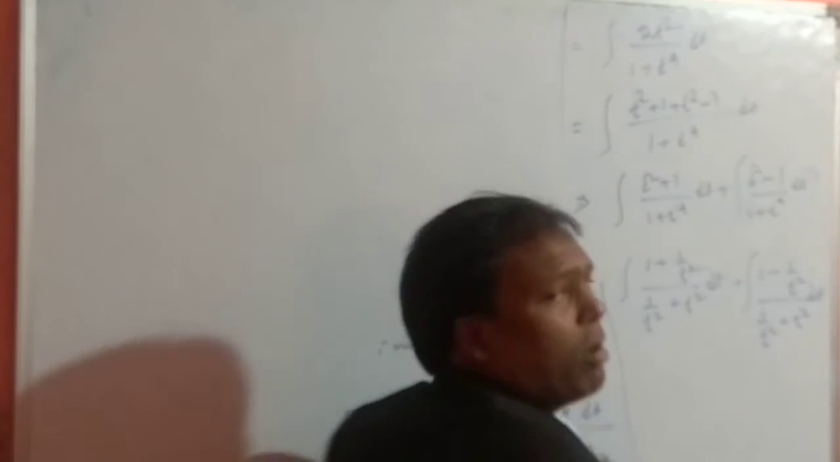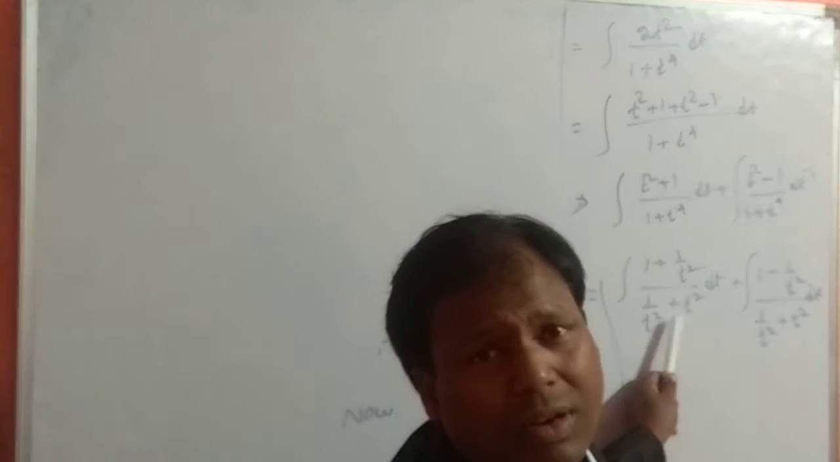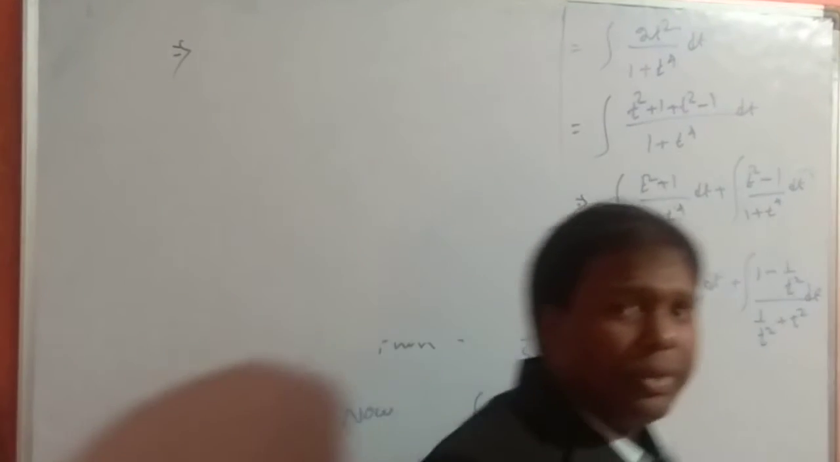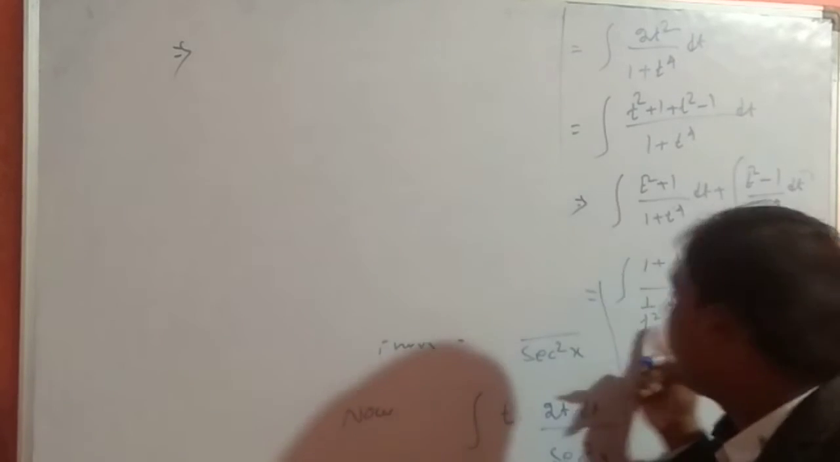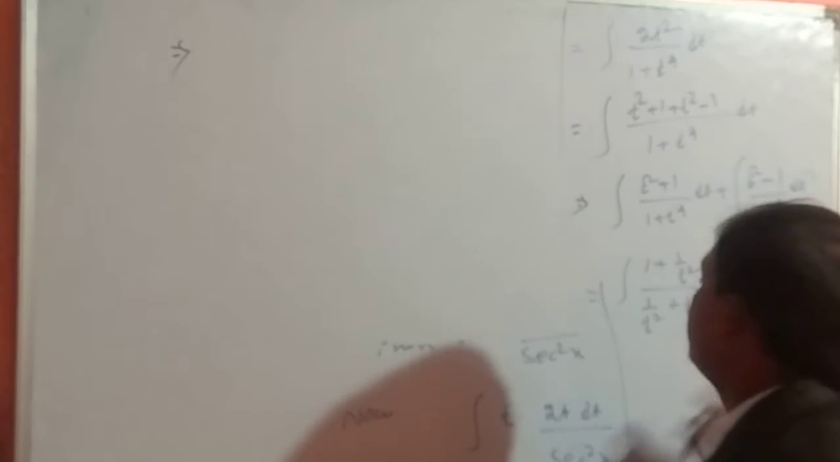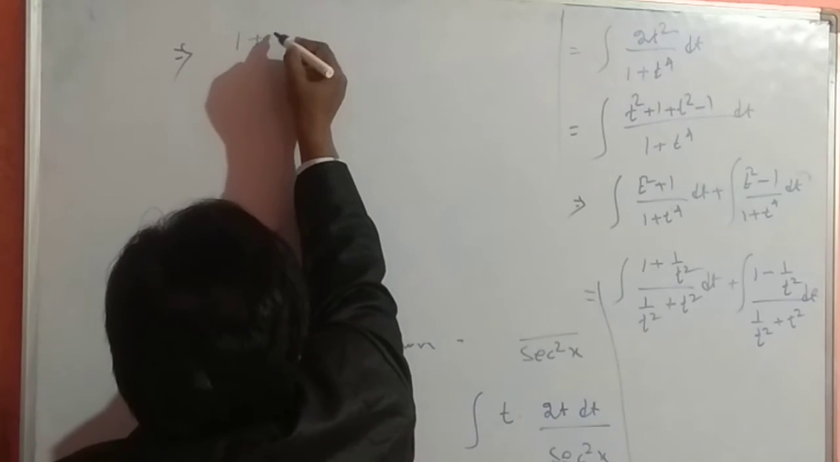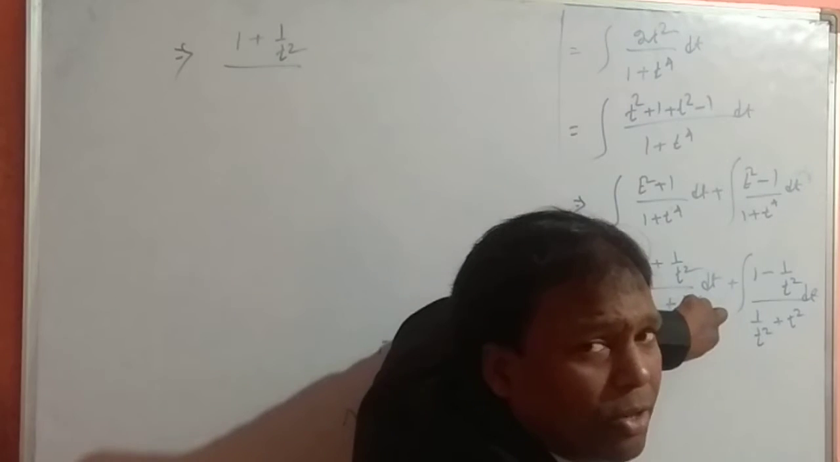Now what we'll do next: what I said, if the numerator has positive, then we try to form a minus b whole square. First I am going to solve this part, and after that I am going to move to the second part. Then the numerator is the constant, that means we have 1 plus 1 by t square divided by, we try to arrange this as a minus b whole square.